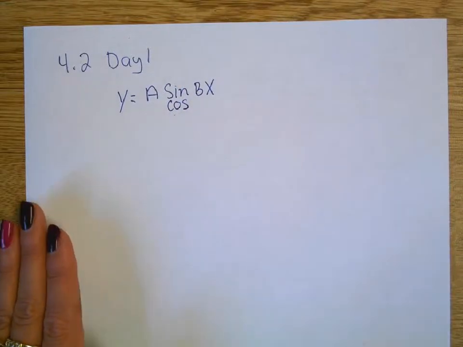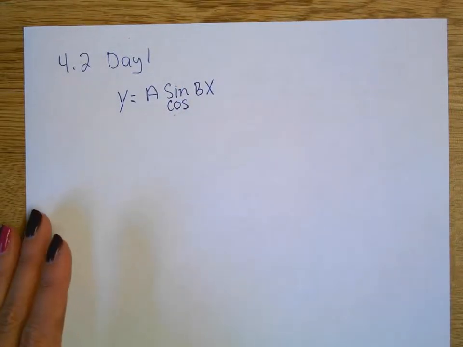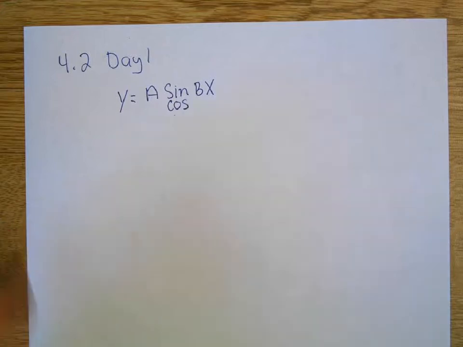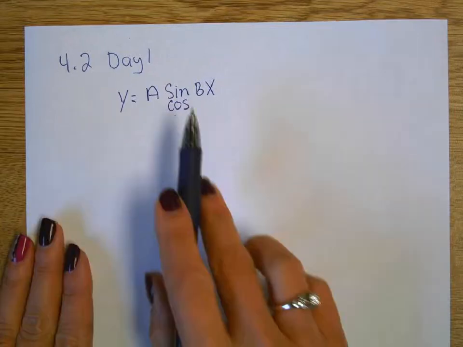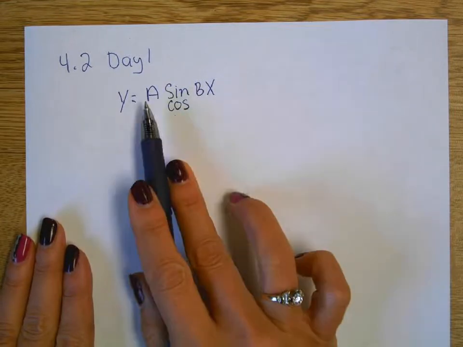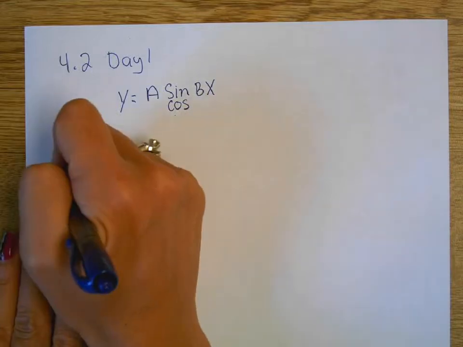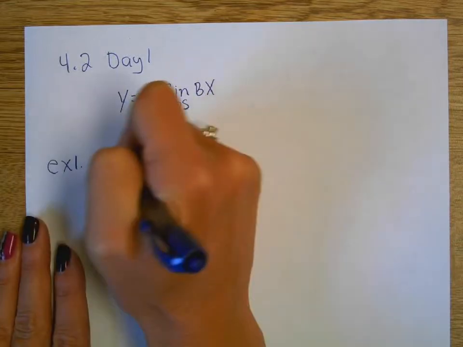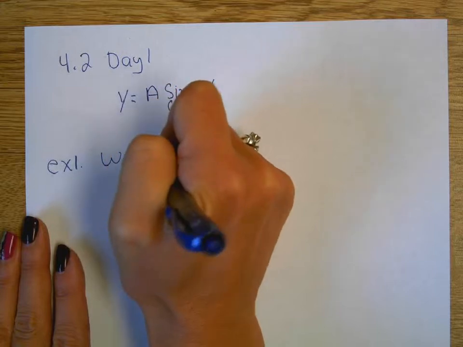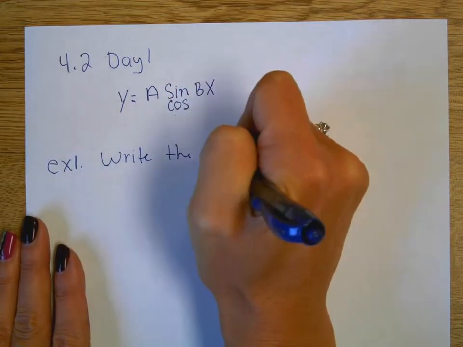So what I want you to be able to do now to start notes off is, if I give you a graph, can you write the equation for it? Writing the equation is just deciding, is it a sine or a cosine to start with, find the amplitude, find the period, and figure out the B. So here's what I'm talking about. Write the equation.